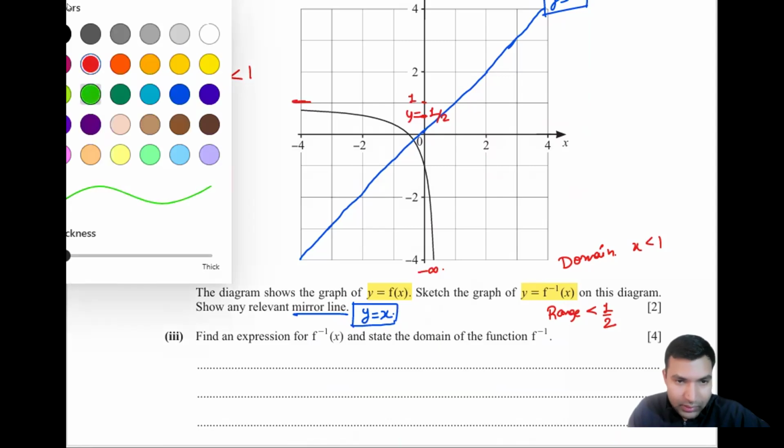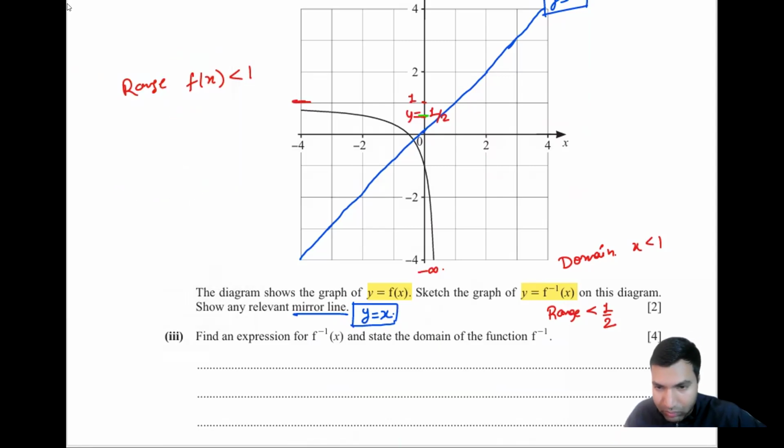So now let me draw a line. Okay, let me use a green color. So now I'm going to draw the function. So the range is less than 1/2 and it goes down to negative infinity, and the domain is x less than 1. So let me mark the domain as well. So this is the domain, x is equal to 1. Okay, so here x is equal to 1. So the domain is less than 1. So this is the line x equal to 1 is here and I have y equal to 1/2. Okay, so smaller than this.